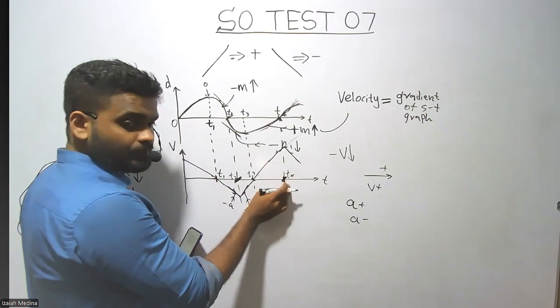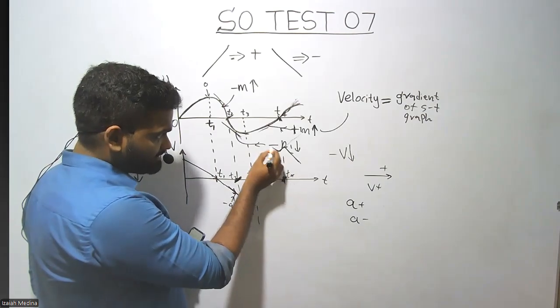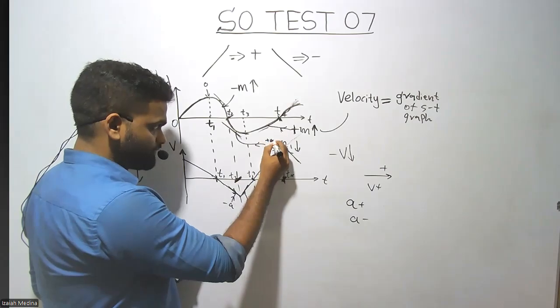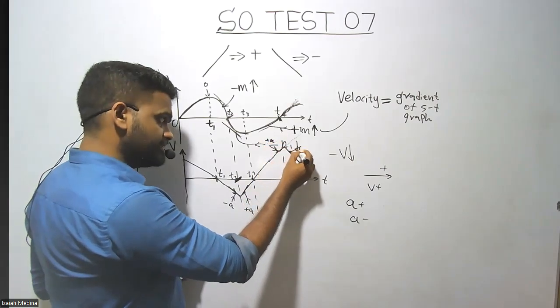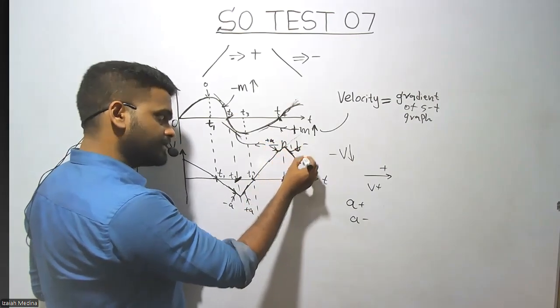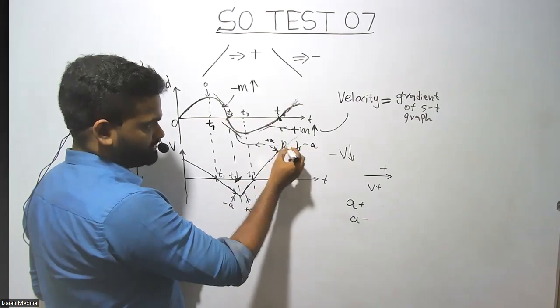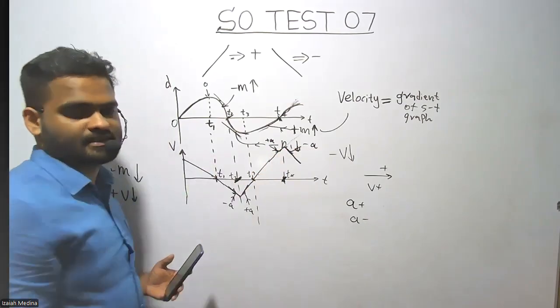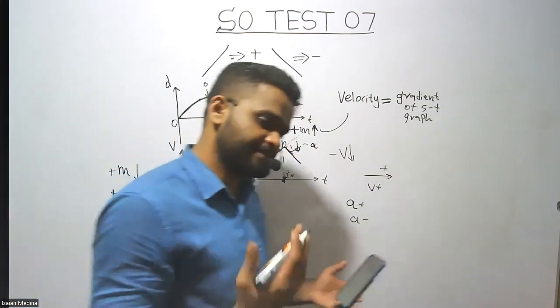Another one, T4. Here the acceleration is what? On this side, acceleration is positive. And on the other side, with this gradient, acceleration is negative. Here positive, here negative. Got it? So B is correct there, right? B is correct.